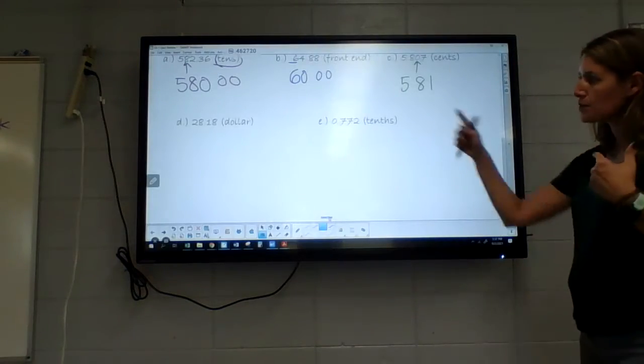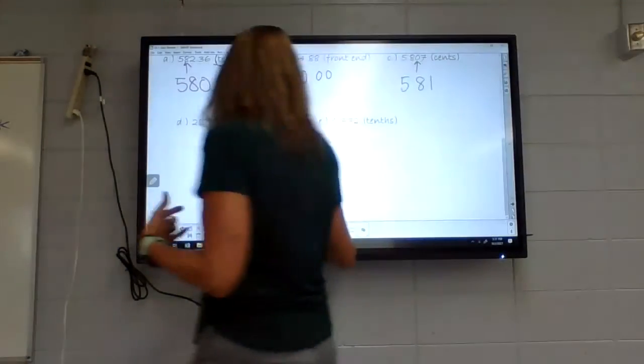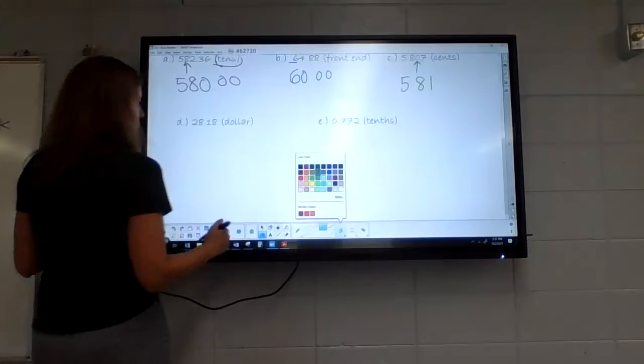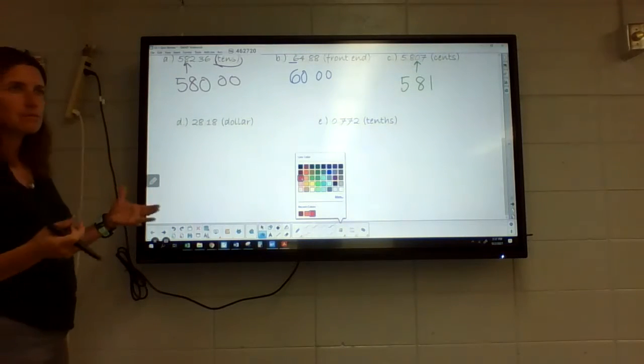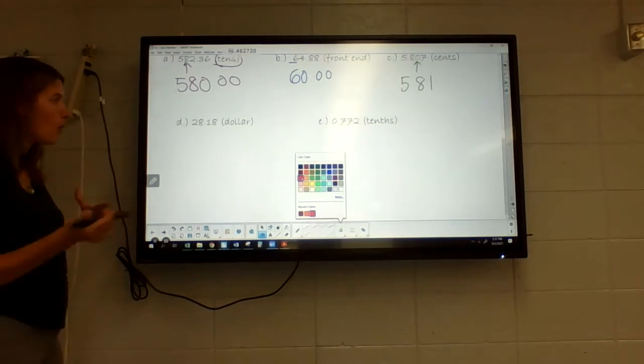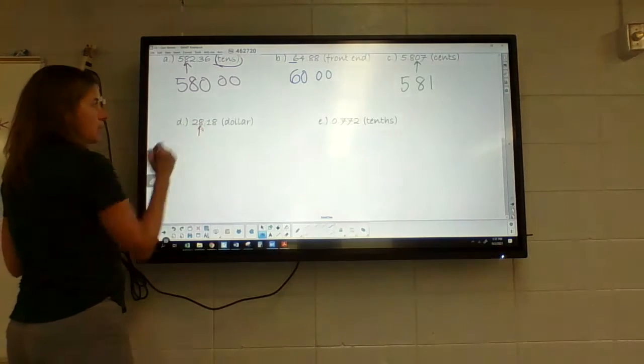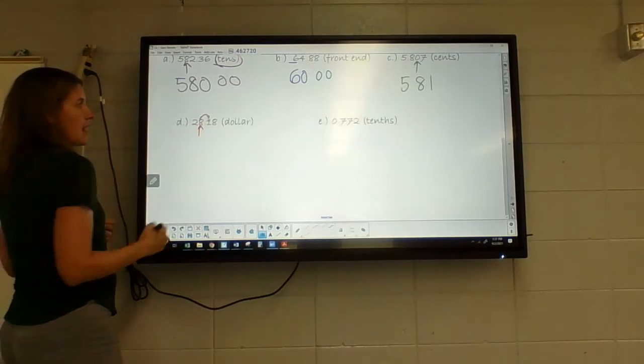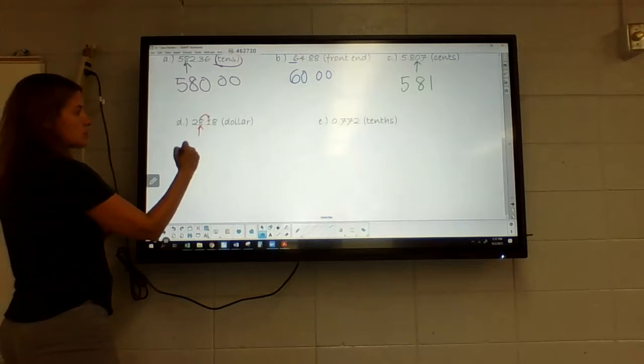All right, so now this one is saying the dollar place. Kind of a little bit confusing there. So the dollar is like if I were just paying in dollars, like we were out of coins. So I'm looking at that 8, and then I'm looking at that 1 next to it, so this would be $28.